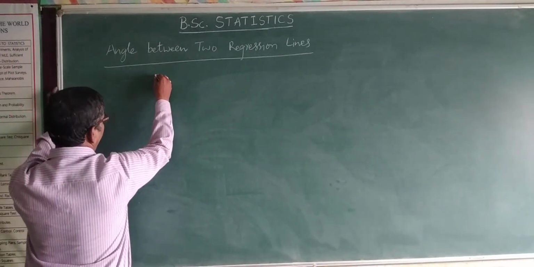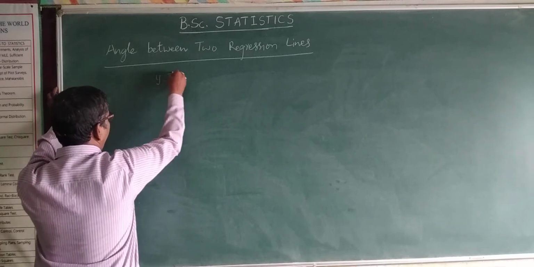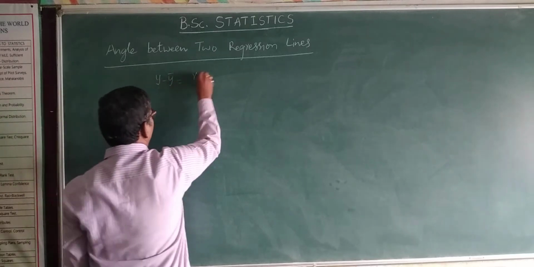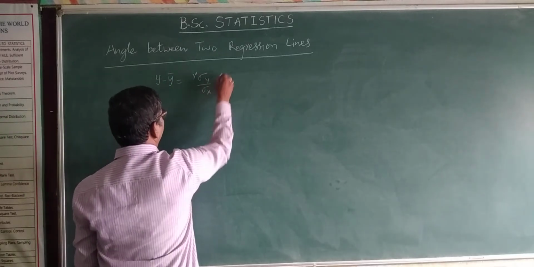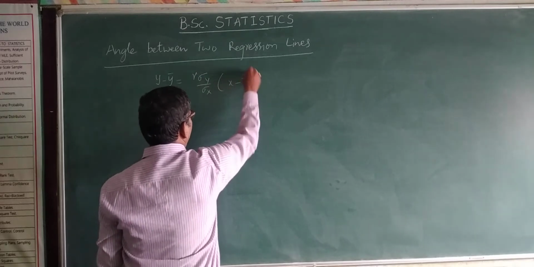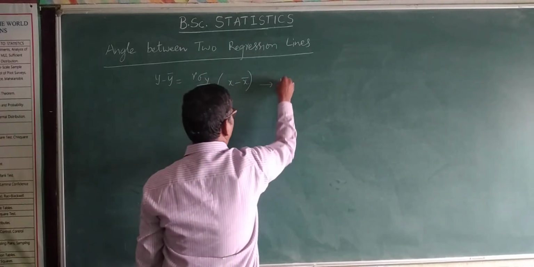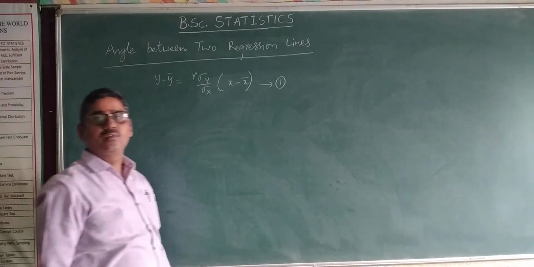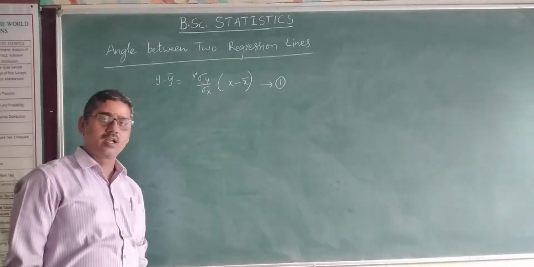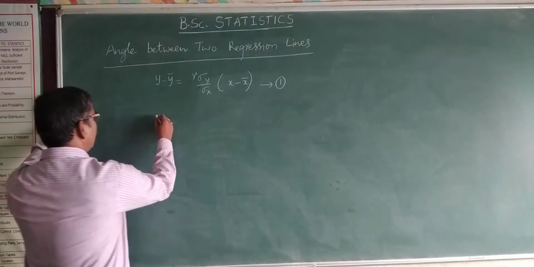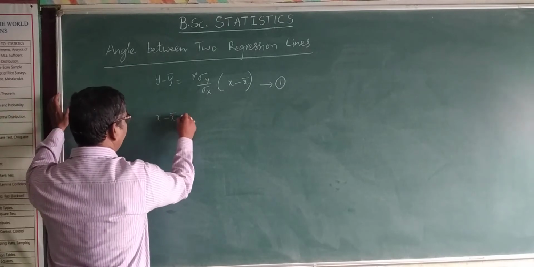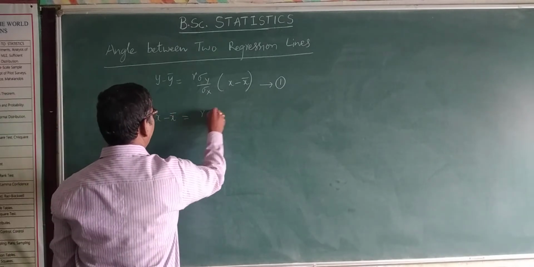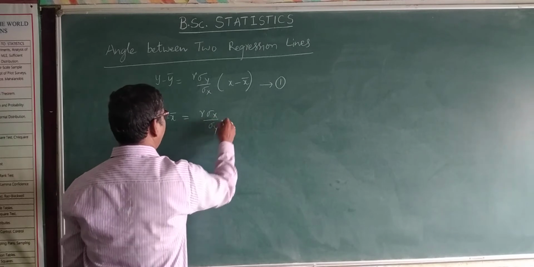The regression line of y on x is y minus y bar is equal to r into sigma y by sigma x into x minus x bar. This is the regression line of y on x. And also consider the regression line of x on y. Let it be x minus x bar is equal to r into sigma x by sigma y into y minus y bar.